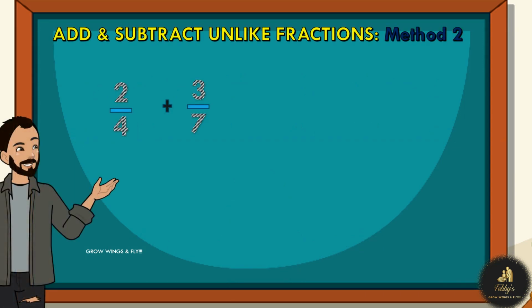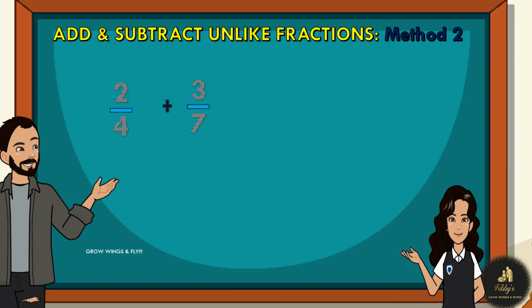Great. Now let's try doing this question. Add and subtract the unlike fractions. Give it a try. Alright, Mr. Febby, I'm going to give it a try. So the LCM is going to be 28 because 4 times 7 is 28.